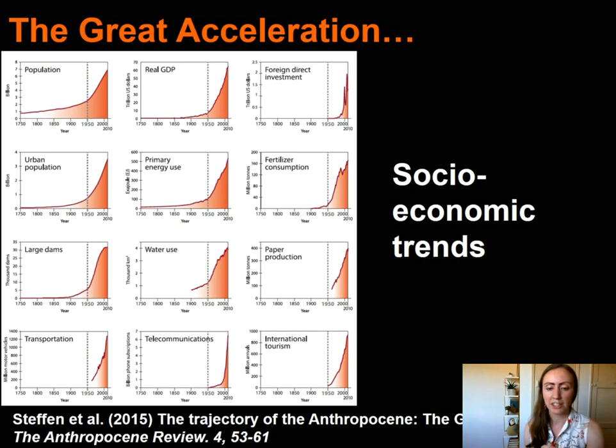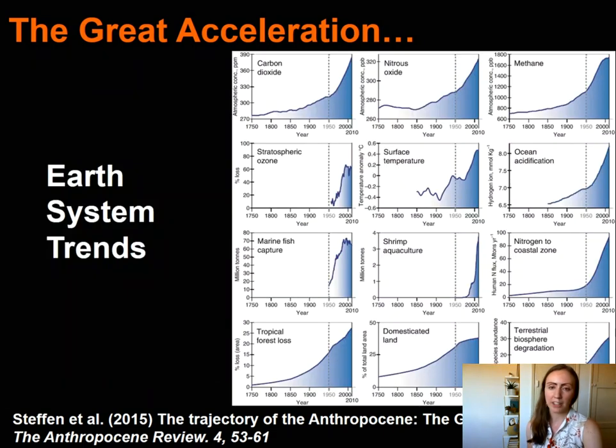So from the mid-20th century, the 1950s onwards, we noticeably entered a more unstable and rapidly evolving phase of our planet's history. So here we can see how various socio-economic measures increase exponentially from the 1950s onwards. And here we have the same for Earth system measures such as carbon dioxide and biodiversity loss.